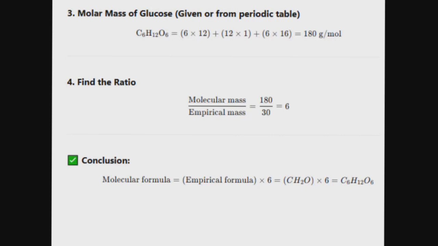And then we are asked to find the ratio. Ratio is simply divide this over this. So if you're asked to find the ratio of molecular mass over empirical mass, that is 180 over 30. If you're asked to find the empirical mass over molecular mass, that is 30 divided by 180, that's 1 over 6. So we now understand how we get this empirical mass and how we get this molecular mass.